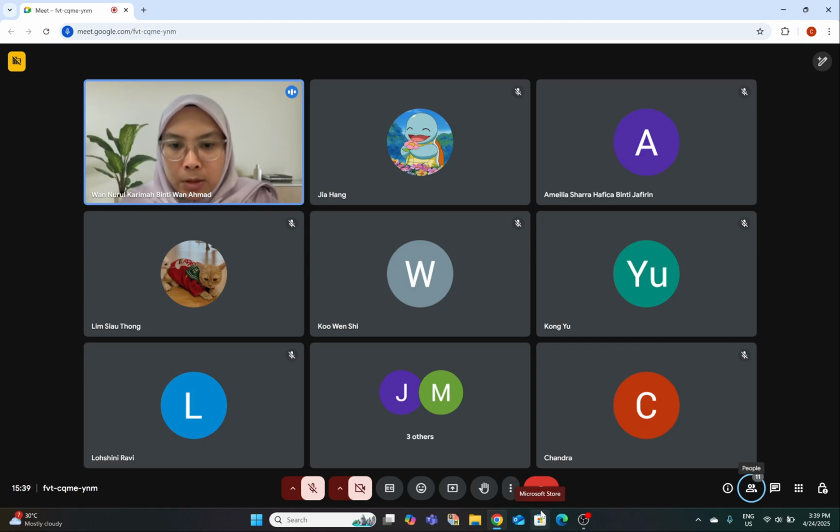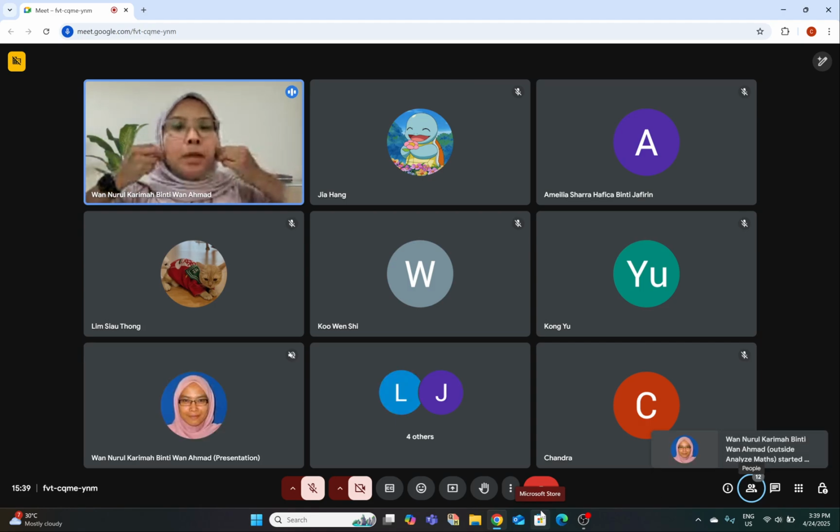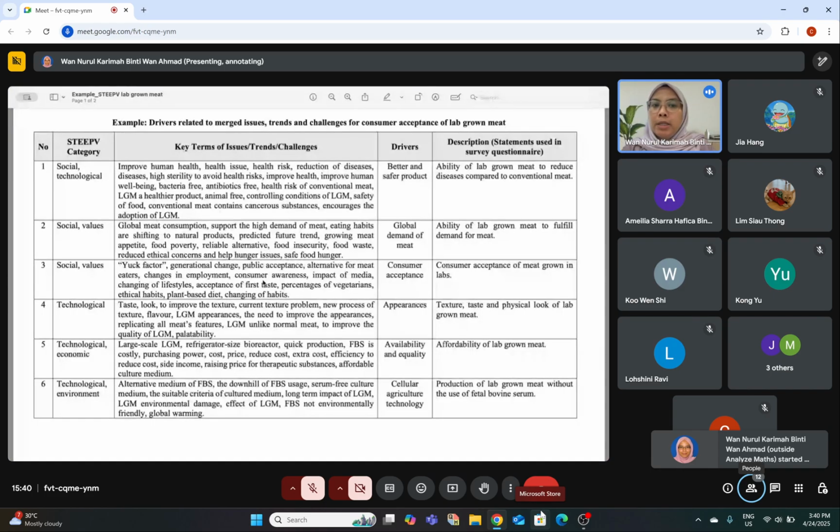Okay, so I'm going to show you one final example. This is an example of drivers related to merge issues, trends and challenges for consumer acceptance of lab-grown meat. These are the key terms of issues, trends and challenges. So the key terms that I showed you earlier, the summary of key terms, the 6 columns with all the list of key terms from social, technological and so on. And all the key terms here that are combined, that are merged together to come up with this driver is from the social and technological STEEPV category.